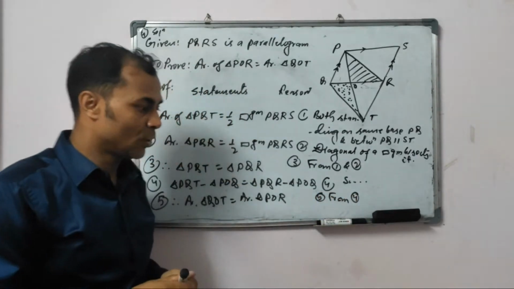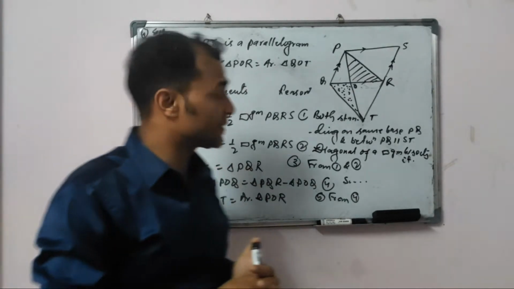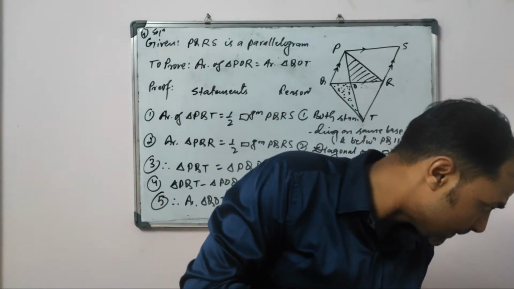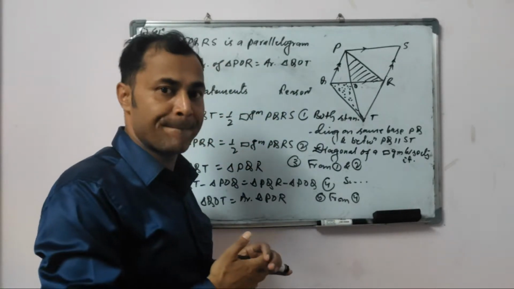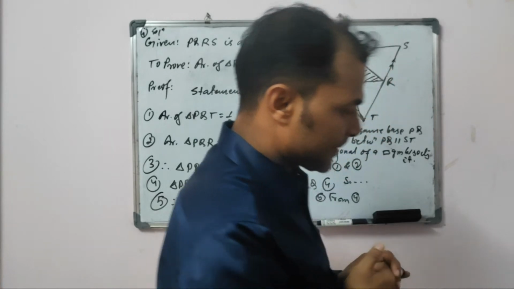So this is how we prove this. This is another important question. So I guess you have understood this. Is there any confusion, guys? Any confusion? You guys understood this? Comment please, comment.